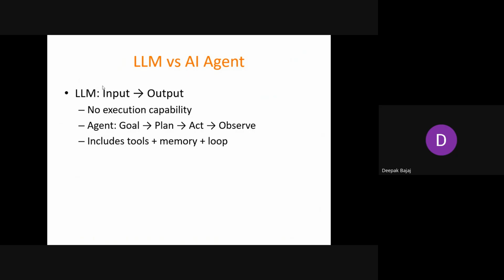Include tools, like we saw, and memory and loop. Loop means a while loop, while do, and track. Am I right? Now any question or concern till now?